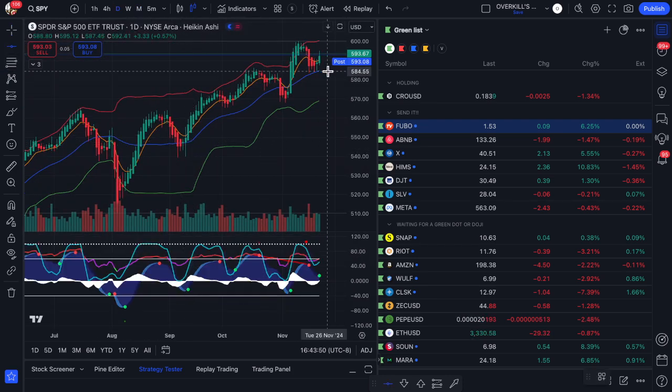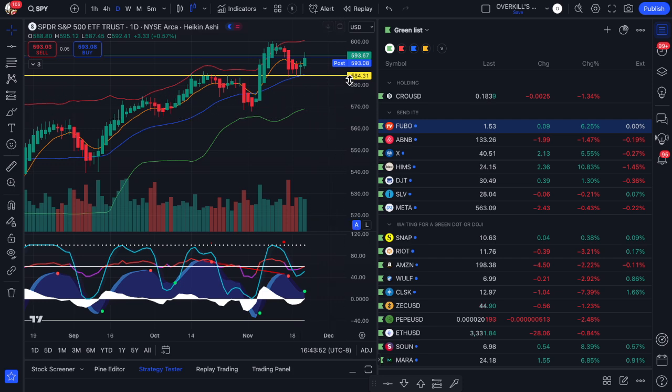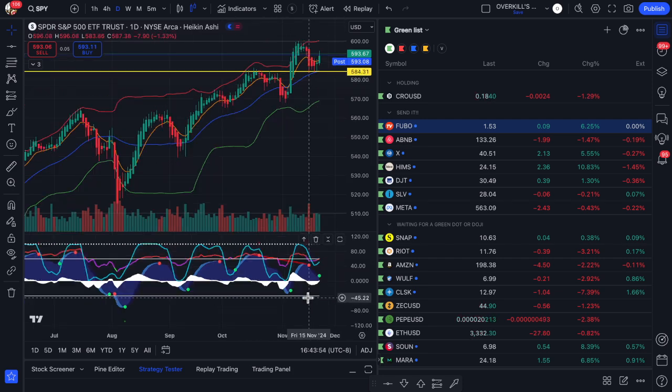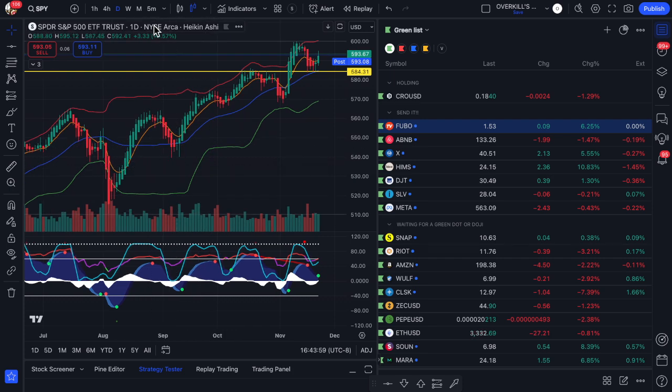You got a green dot today. Looks like support on this SPY is going to be right there at 584. You got the green dot confirmation today on the SPY.